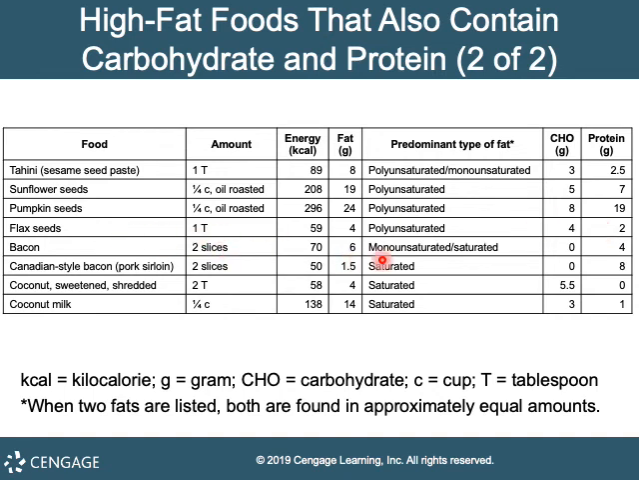Bacon has some monounsaturated fat, but it's going to be more highly saturated, as well as Canadian bacon, coconut, and coconut milk. But remember, we talked about these saturated fatty acids as being shorter chain, which could possibly have a little bit of health benefits. But again, research is still a little bit conflicting. However, many people have adopted using coconut and coconut milk into smoothies and as part of their daily intake without seemingly a problem.